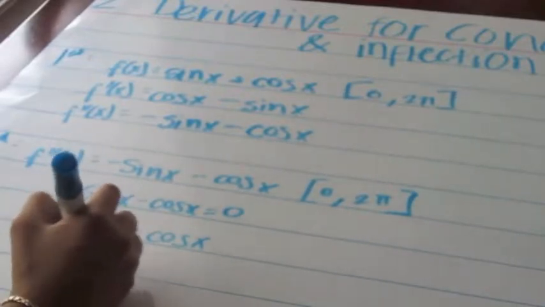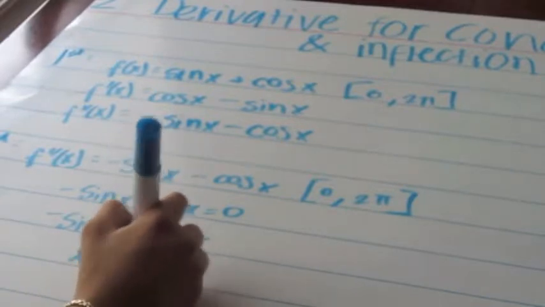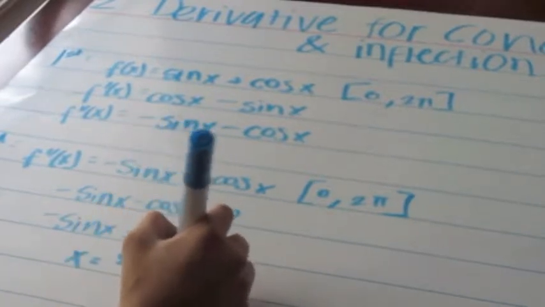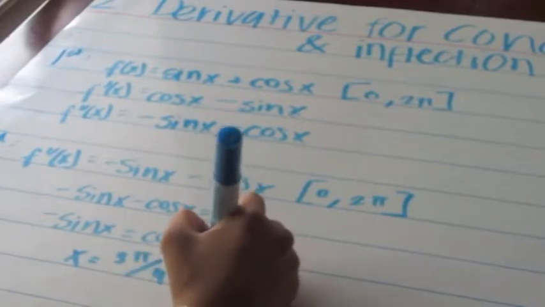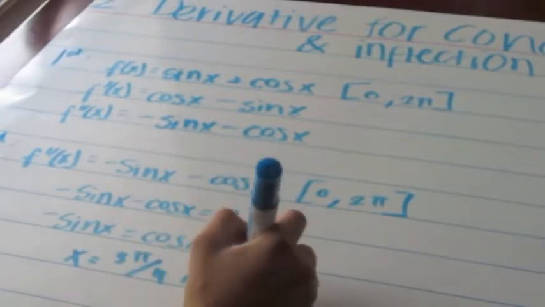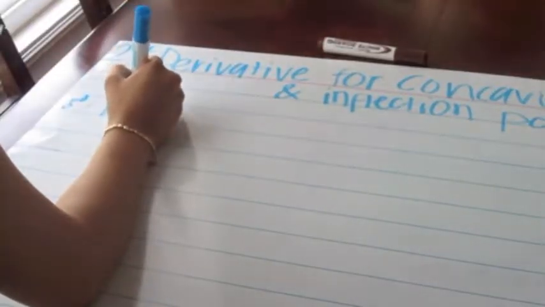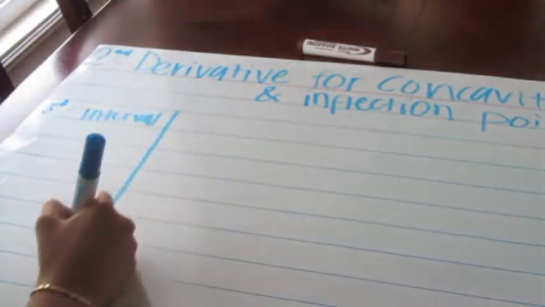So f double prime of x is equal to negative sine x minus cosine x. Now let's set that to 0. Negative sine x minus cosine x is equal to 0 gives us negative sine x is equal to cosine x. Now we can determine that x equals 3 pi over 4 and 7 pi over 4 are going to be our possible points of inflection, because that's where sine and cosine have the same value but different signs.